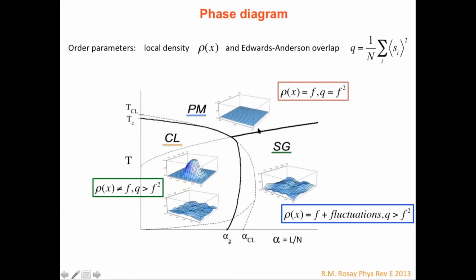And we have also a high temperature phase, very similar to the one in the Lebowitz-Penrose model. If the temperature is too high, then there is no bump in any environment. So it's a paramagnetic phase, which is not very interesting.